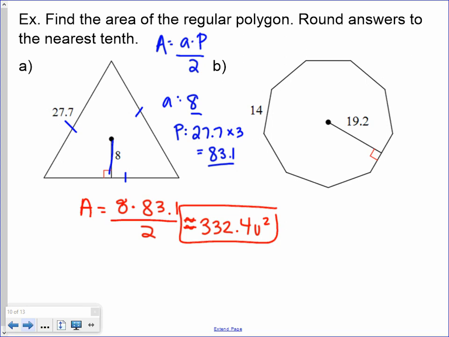Okay, so letter B, for the sake of time, we're going to go through it really quick. But same kind of thing. What's the apothem, Tanner, in the second one? 19.2. And the side length is 14, and there are 4, 5, 6, 7, 8, 9 sides. So let's go, Sam, what's 14 times 9? Sorry, Luke.